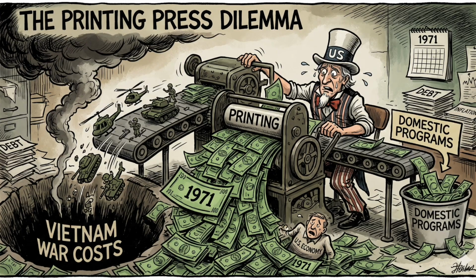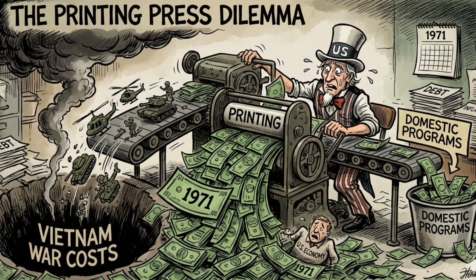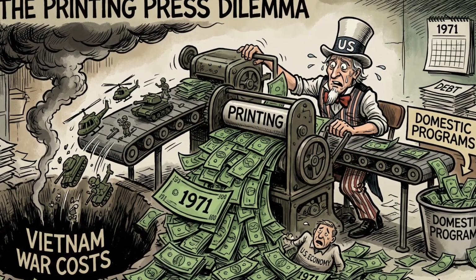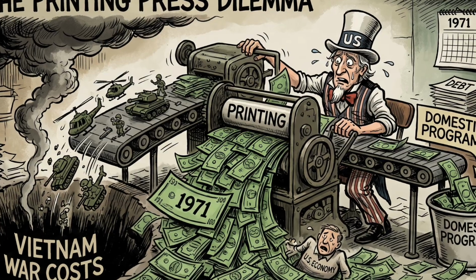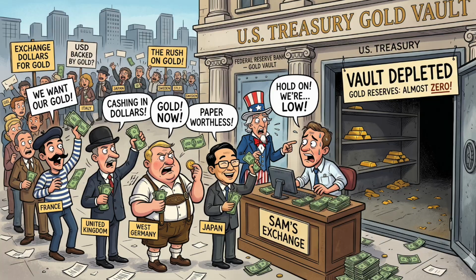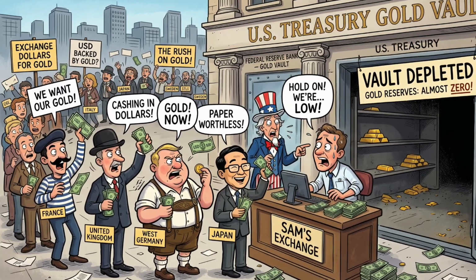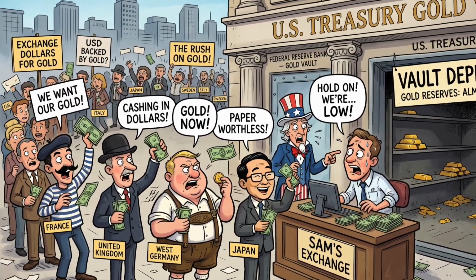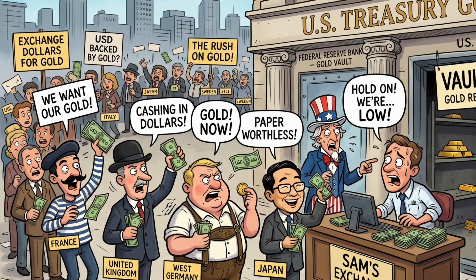They were printing massive amounts of money to pay for things like the Vietnam War. Other countries realized that the US actually didn't have enough gold in their wallet to back up all those dollar bills. So they started cashing out their dollars, demanding physical gold in return.